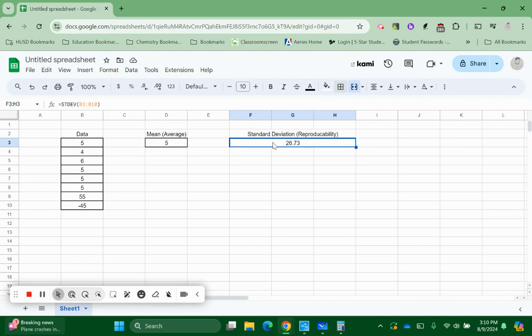Lower standard deviation, more accurate. Excuse me, not accurate, precise. Lower standard deviation, more precise, more reproducible. Higher standard deviation, less precise, less reproducible.